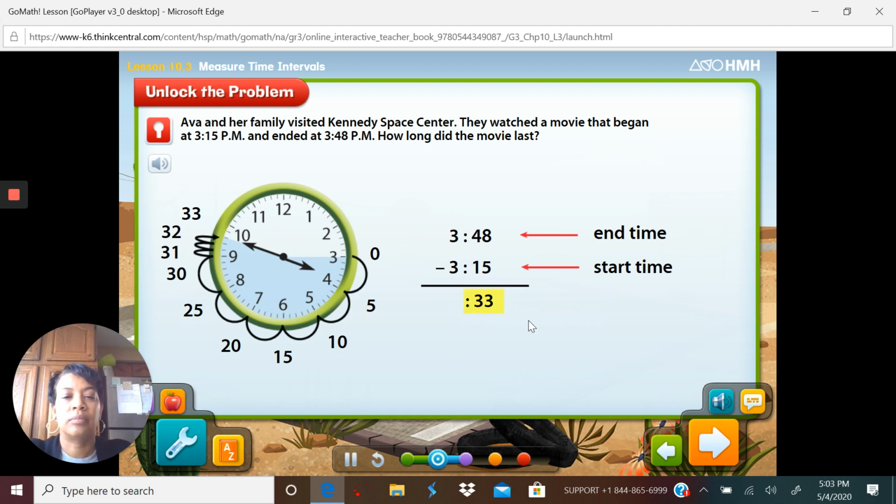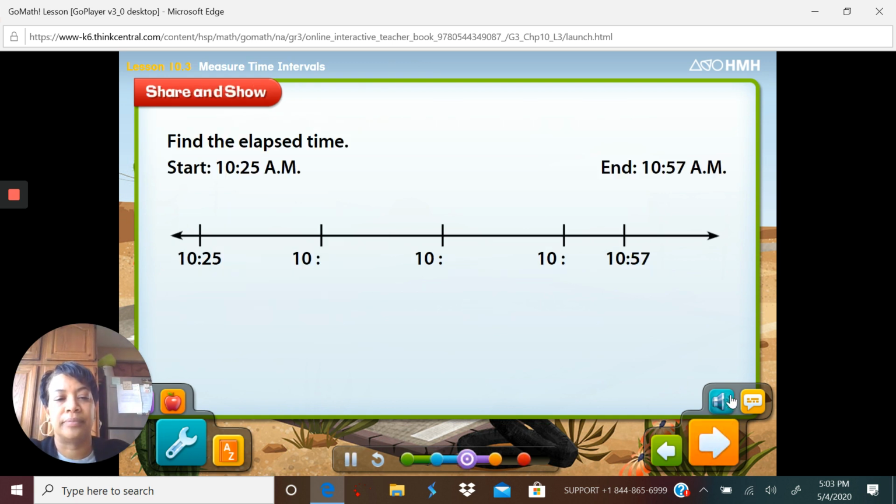3:48 minus 3:15 is 33 minutes. So the elapsed time is 33 minutes. All right, so again, there's your 33 minutes. So they showed you 3 different ways to do this. They showed you a number line, they showed you how to do it on the clock, counting by fives and then counting by 1 minute, and you can use simple subtraction. If the hours are the same, you only have to subtract the minutes.